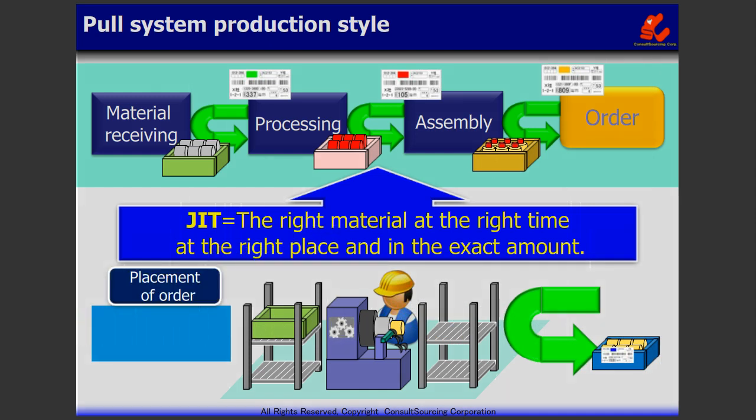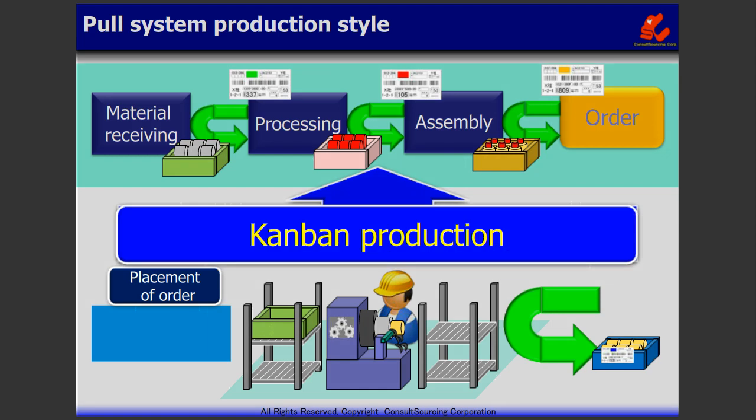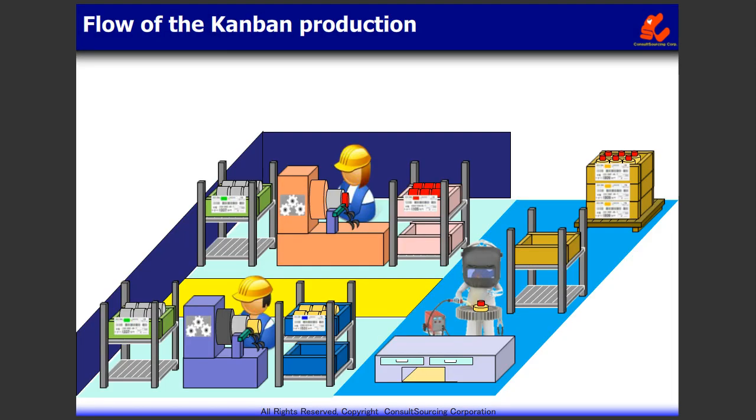Now, the Kanban of the materials used for processing will be passed on to the previous process to place an order. In this manner, a pull system production using the Kanban is called the Kanban production. Now, let's find out the flow of the Kanban production.